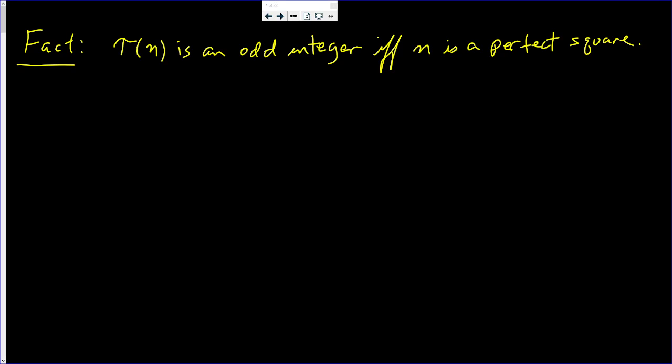In this video, we're going to prove that tau of n is an odd integer if and only if n is a perfect square.